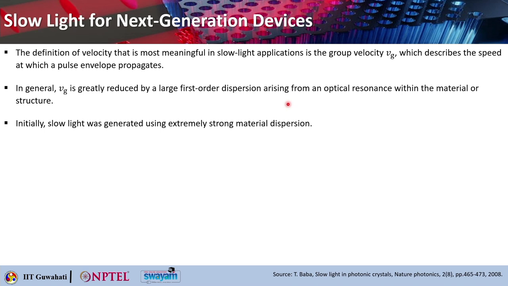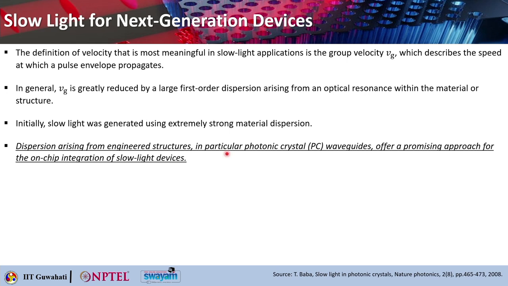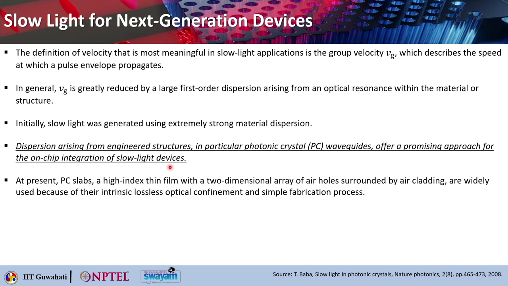So initially slow light was generated with extremely strong material dispersion. Now material dispersion is basically a phenomenon that occurs when different optical wavelengths travel at different speeds through a particular material. Now dispersion arising from engineered structures such as, you know, photonic crystal waveguides can offer promising solutions towards on-chip integration of the slow light devices.